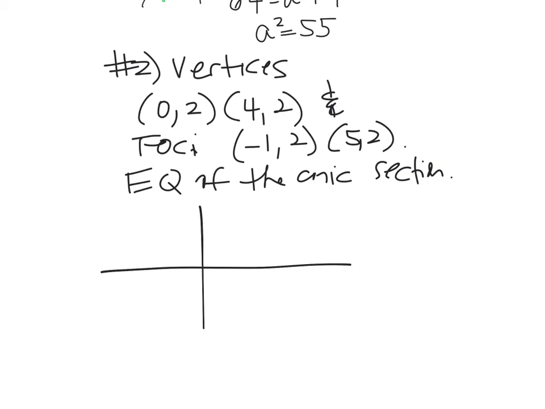So right here I have (0, 2) and (4, 2). So those right there are my vertices, okay? And the foci are at (-1, 2) and (5, 2). So right away, I can tell a couple of things. I can tell this is a hyperbola because my foci are past the vertices.